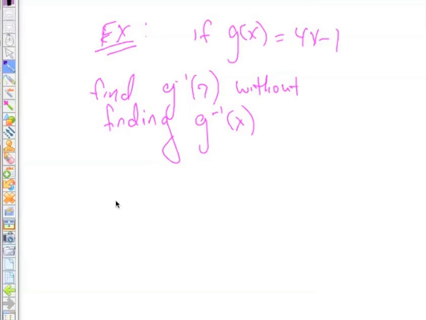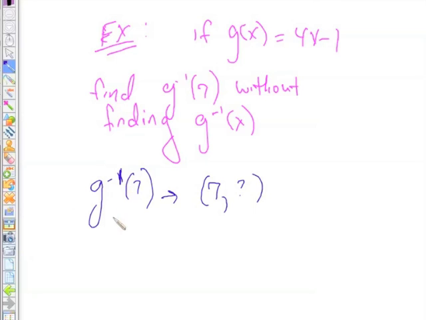All right, next we'll find an inverse algebraically at a number without actually finding the full inverse. So it says here, find g inverse at 7, without finding the whole inverse, without finding g inverse of x. So what I'm looking for, g inverse of 7, means I'm looking for, if 7 is the input of the inverse, what's the output?